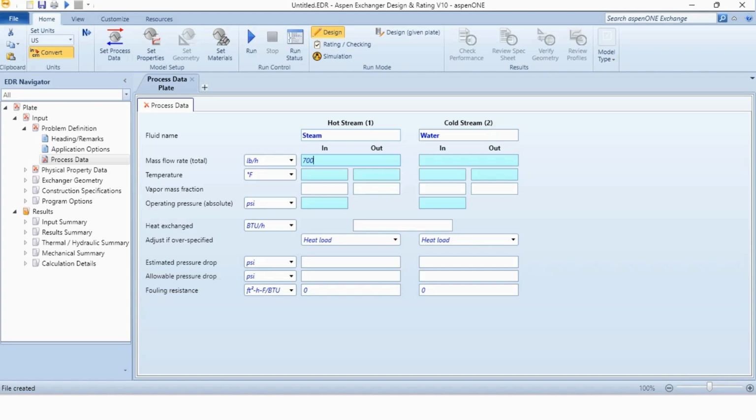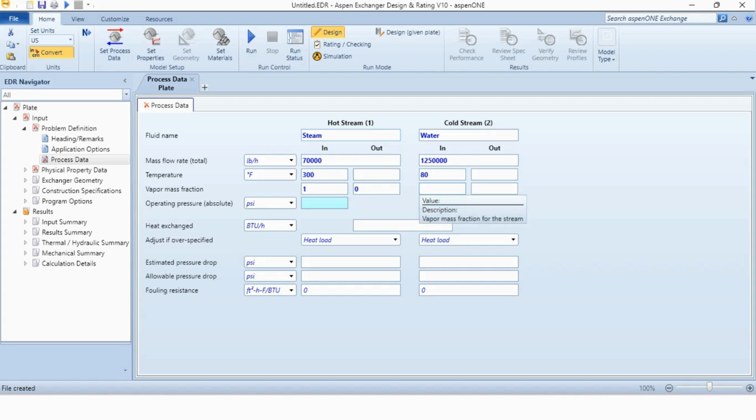We are given the information that it is 70,000 pounds per hour for the hot stream, while 125,000 pounds per hour for the cold stream. The inlet temperature of the hot stream is 300 degrees Fahrenheit, while the inlet temperature of the cold stream is 80 degrees Fahrenheit. We are given the information about the vapor fraction for the hot stream that at inlet it is 1, while at outlet it is 0.